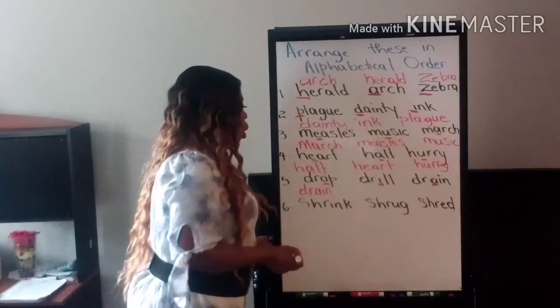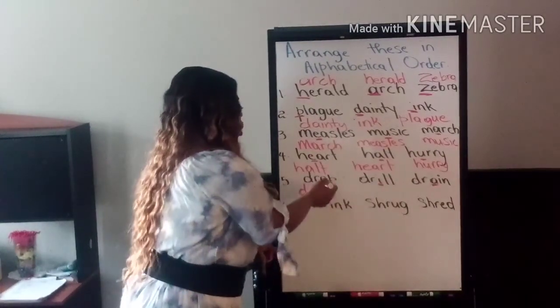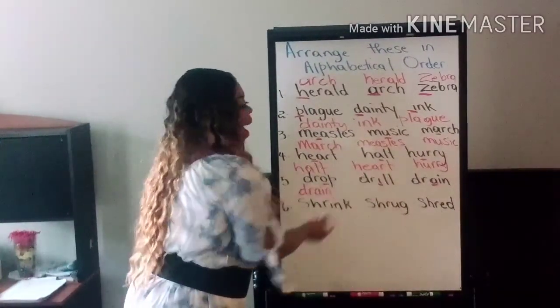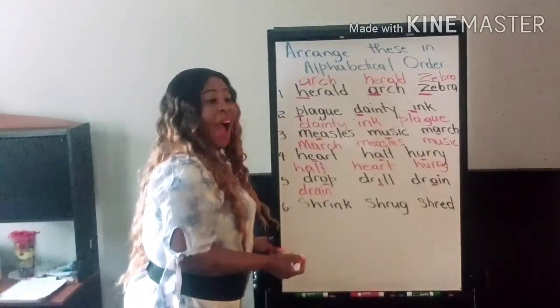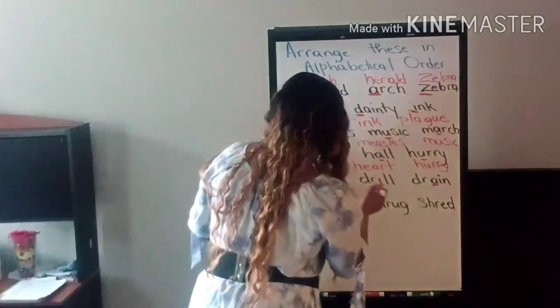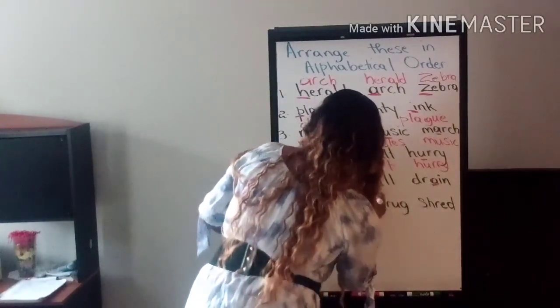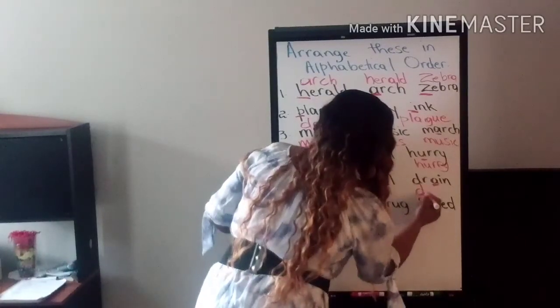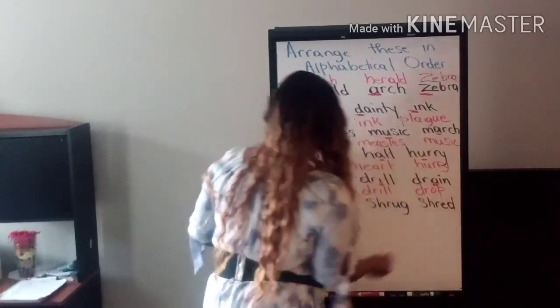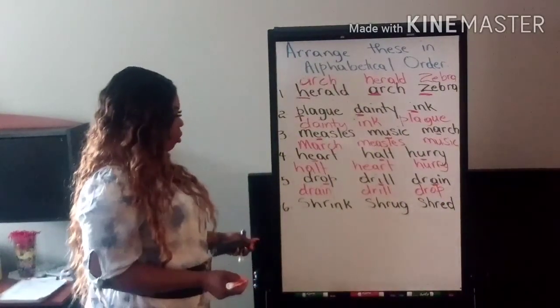Then is it O or I? O as in drop or I as in drill? Which one? Huh? I, you are correct. So we have drill be next. And then you'll have drop. All right, let's look at the last one now.